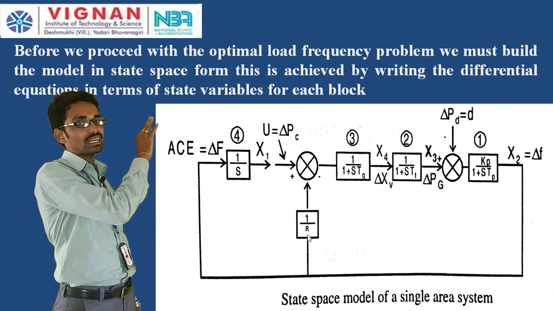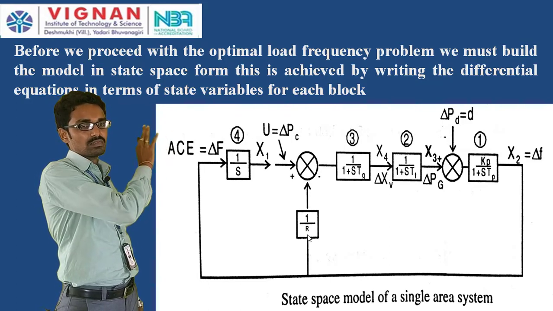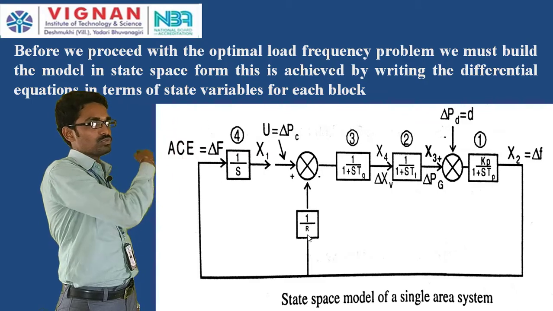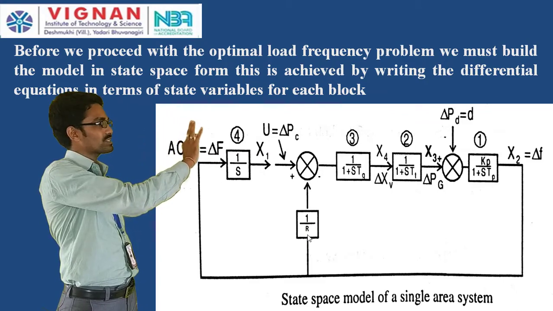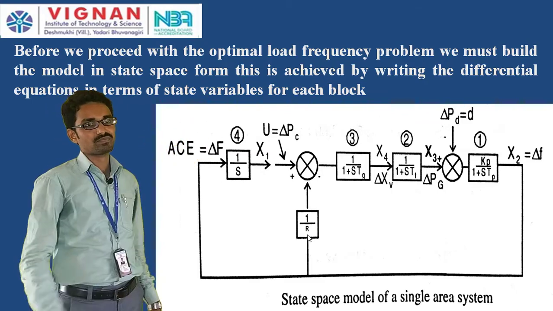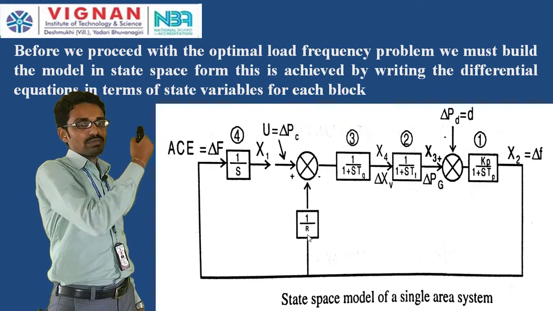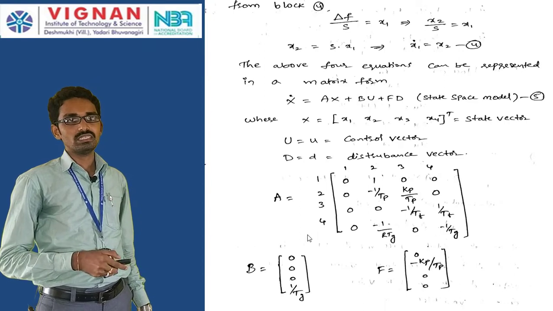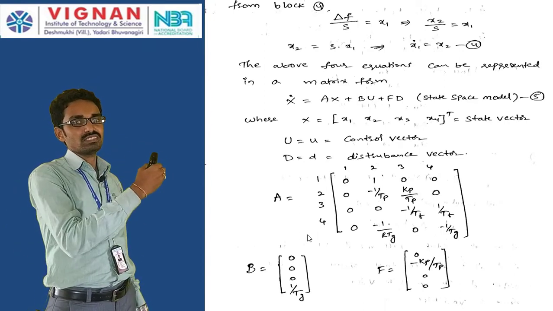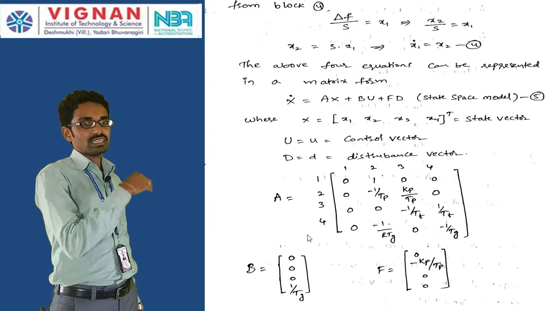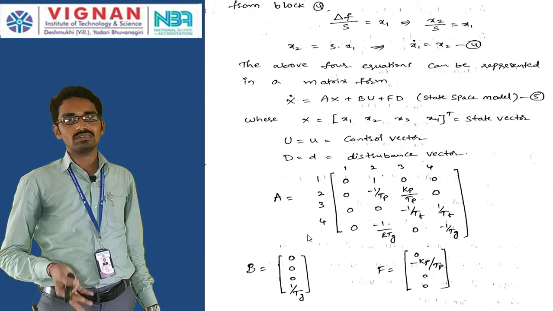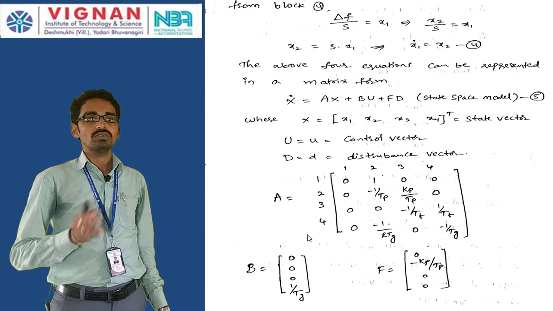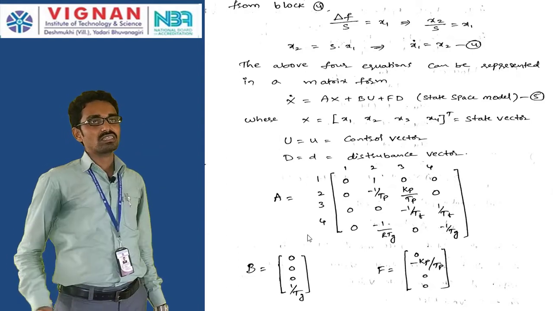That is x2. Delta f is equal to x2. The input is x2 and the output is x1. Your transfer function is 1 by s, that is x2 by s, which is equal to x1. So that means x2 is equal to s times x1, that is x1 dot is equal to x2. You can consider this as equation number 4.